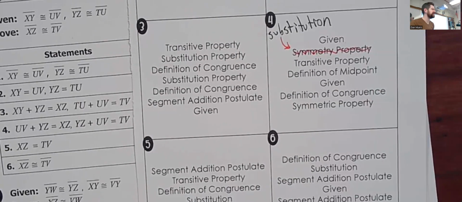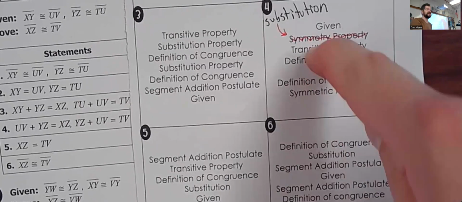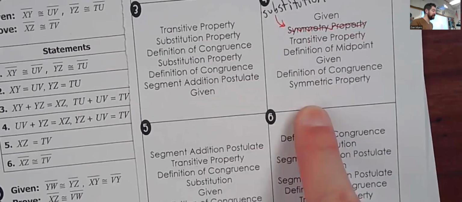I was working through it yesterday and I was like, wait a minute, this doesn't make any sense. That is a substitution step. And then I looked there, I was like, oh yeah, we don't even have a symmetry property. We have a symmetric property.